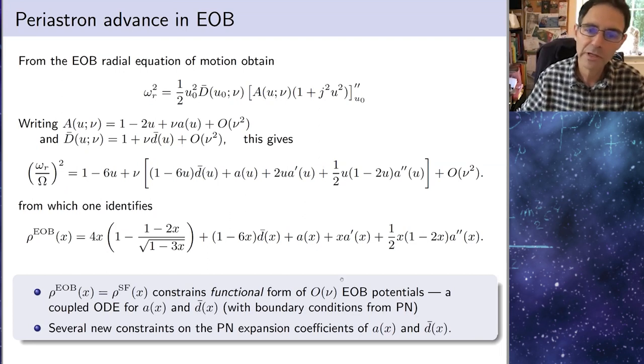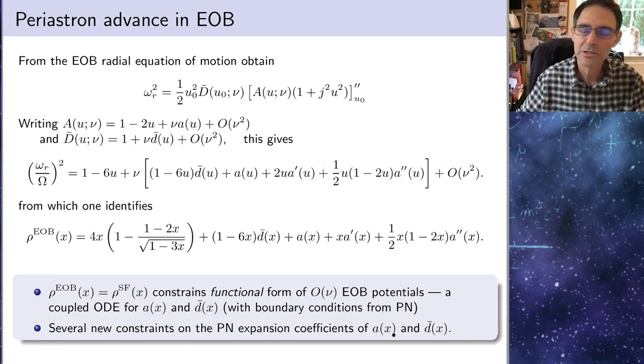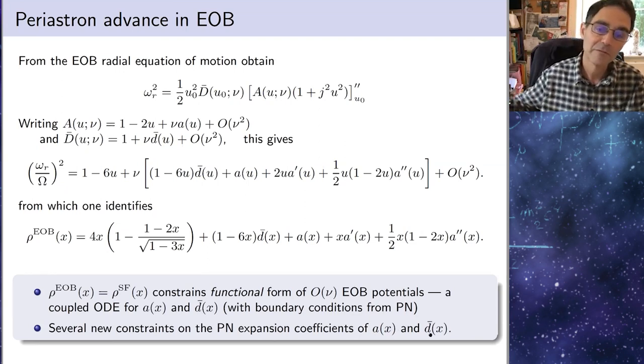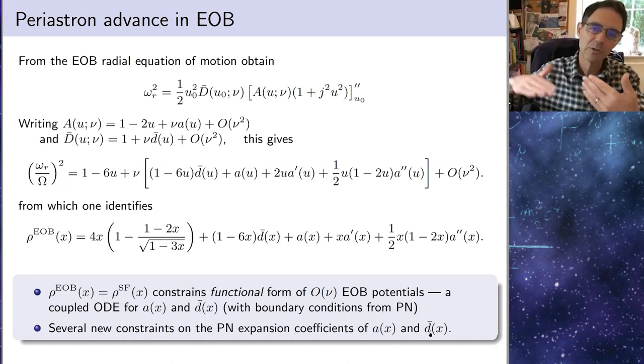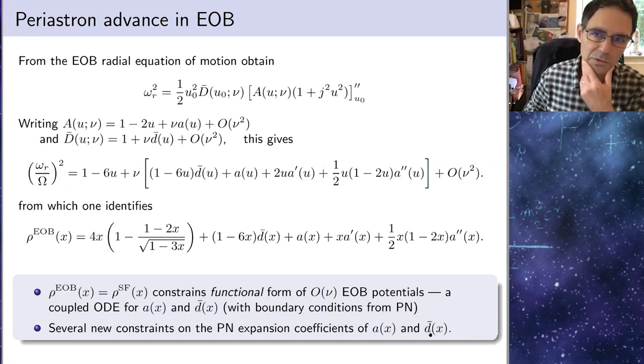And if you want to work in a post-Newtonian framework, you can then get not just one relation or constraint on the post-Newtonian parameters, but very many, because now you can fit to a function, you can extract order by order those post-Newtonian coefficients.